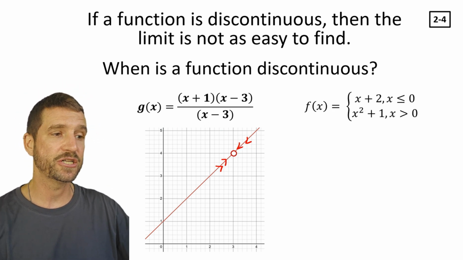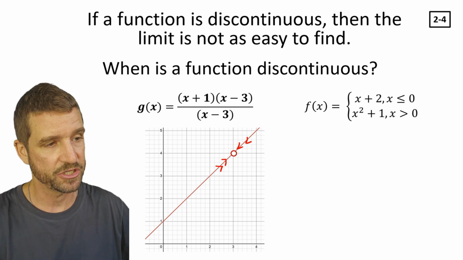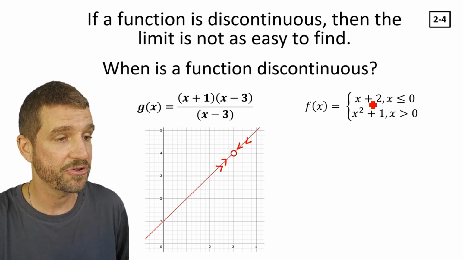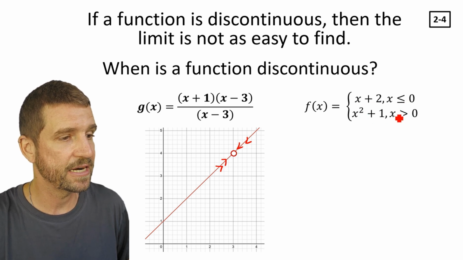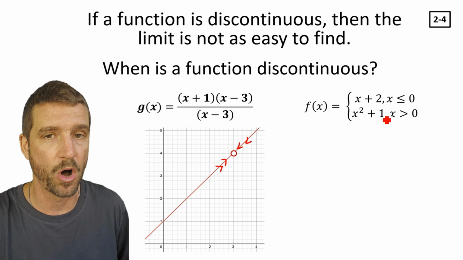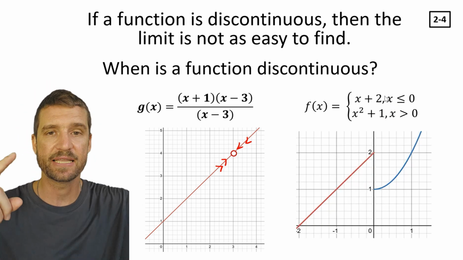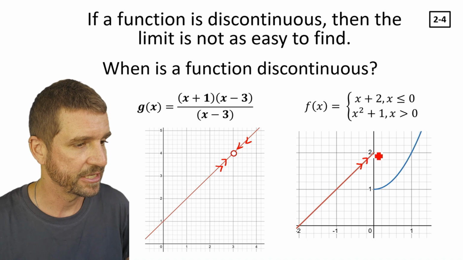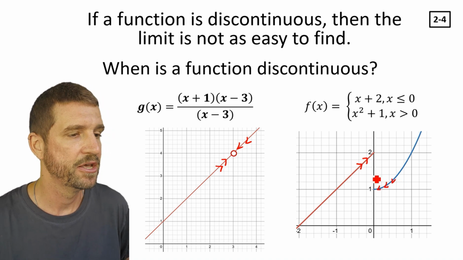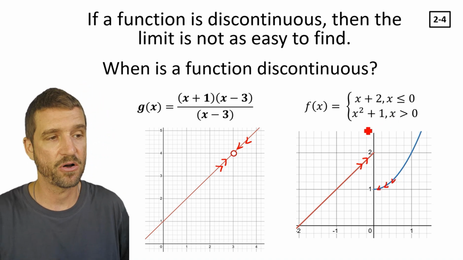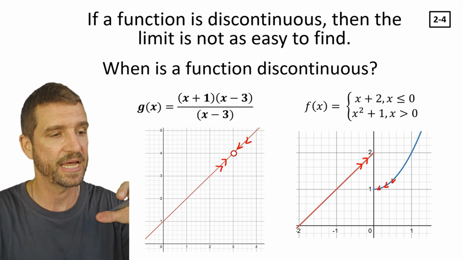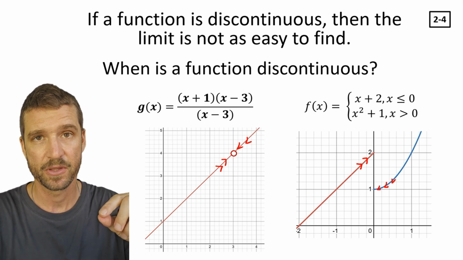Another example is when you have a piecewise, okay? So this piecewise, notice at 0, if it's less than or equal to 0, you get 2. And if it's greater than 0, at 0, it would be 1. So these two do not equal one another, right? I approach from the left, I get 2. I approach from the right, I get 1. So the limit as x approaches 0 of this one does not exist. A piecewise is another place where you might have discontinuity, okay?